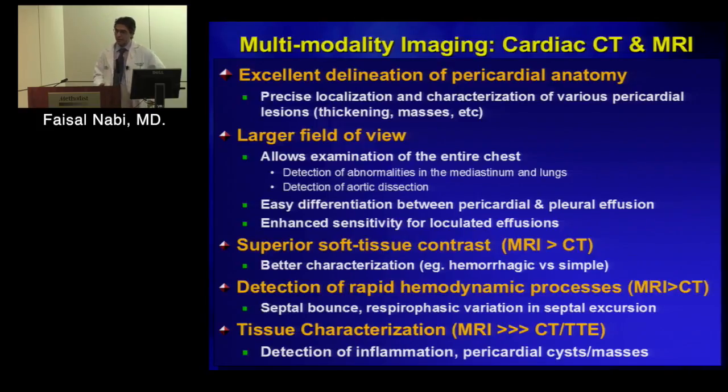And then finally, in some disease states such as constriction and pericardial masses and cysts, you need tissue characterization, and I will be going a little bit more into this. Tissue characterization specifically for determining inflammation. There are pericardial disease states where you can actually reverse the constrictive physiology if you treat the inflammation. And then, of course, to identify masses, whether these are truly benign or whether these are a worrisome lesion.